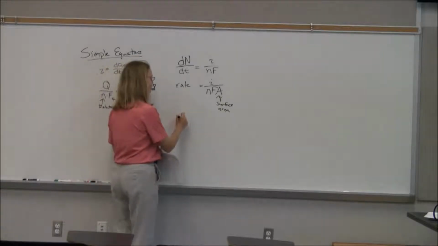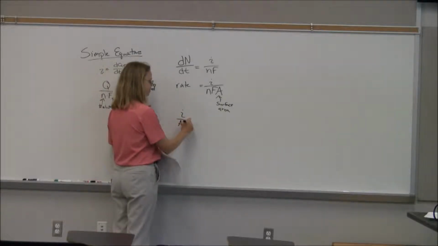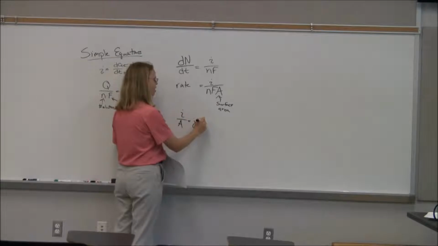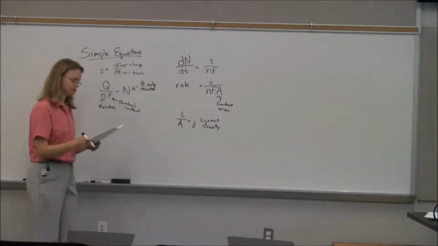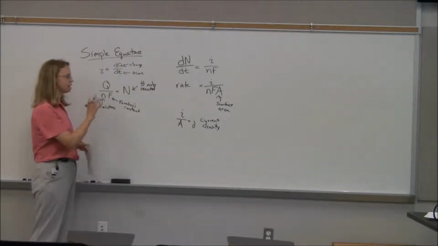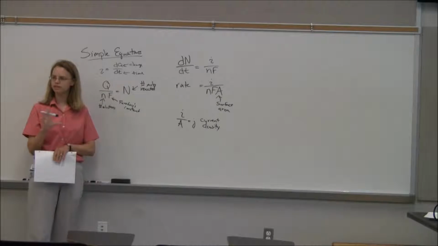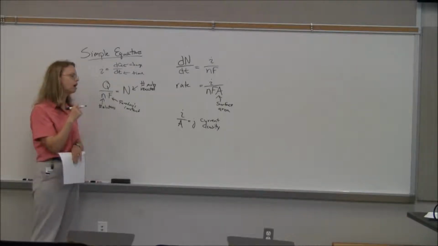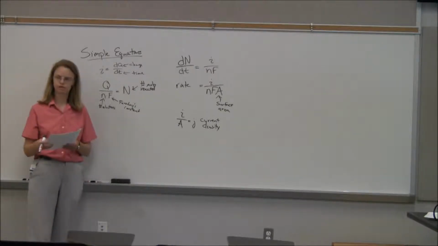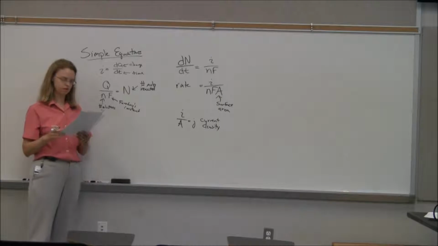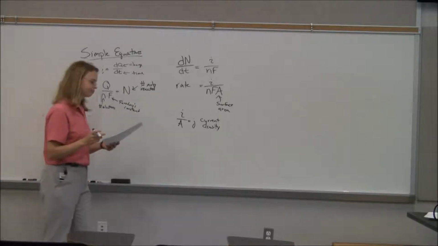Sometimes people will even look at this I over A, call that J, which is a current density. So those are some simple equations coming out of Faraday's law about the rate of a reaction, usually as a rate per area.